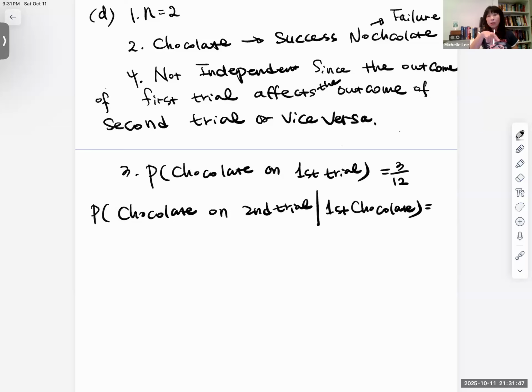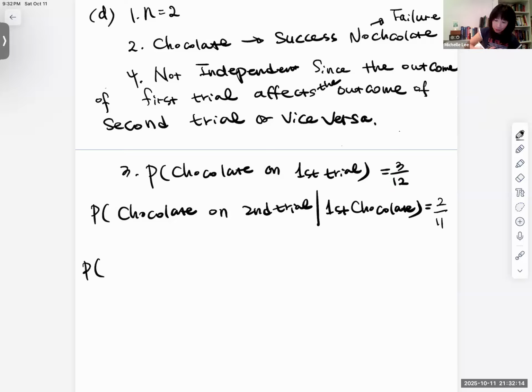Okay, so what do you get? We had experience with conditional probability, right? So this is dependent, right? So how many chocolate do we have left? 2 left. Out of how many? 11, because the first one was chocolate, right? So 2 out of 11.